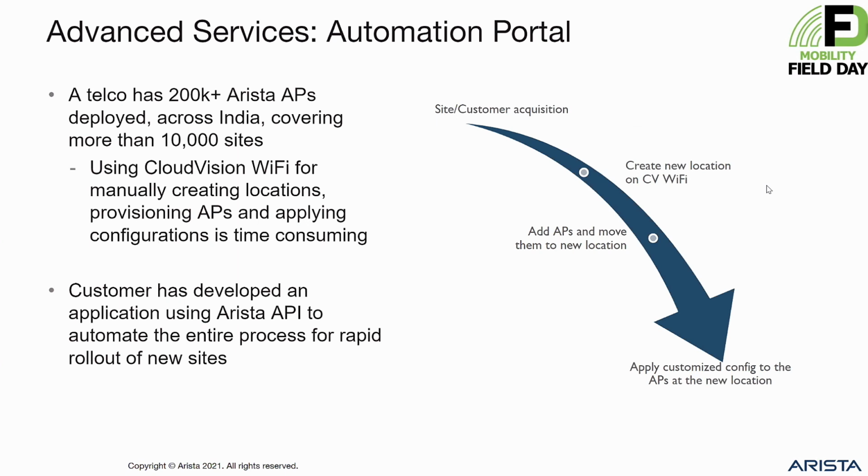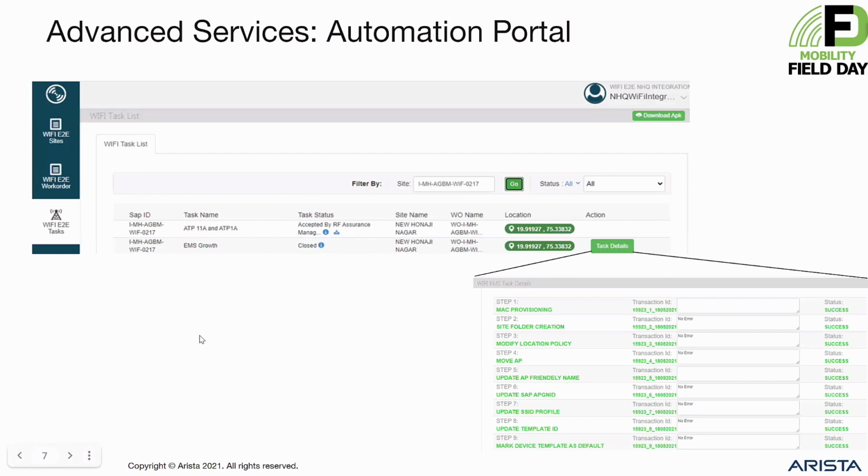So our customer basically developed an application which uses Arista API to automate the entire process for rapid deployment of new sites. And this is a screenshot from this application where once the site is acquired by the business team, a work order is created for the deployment team, and then the entire sequence of steps, starting from the provisioning of the APs all the way to creating a SSID profile, is fully automated. So you can do a site deployment in a matter of minutes instead of the hours it used to take when it was being done manually.